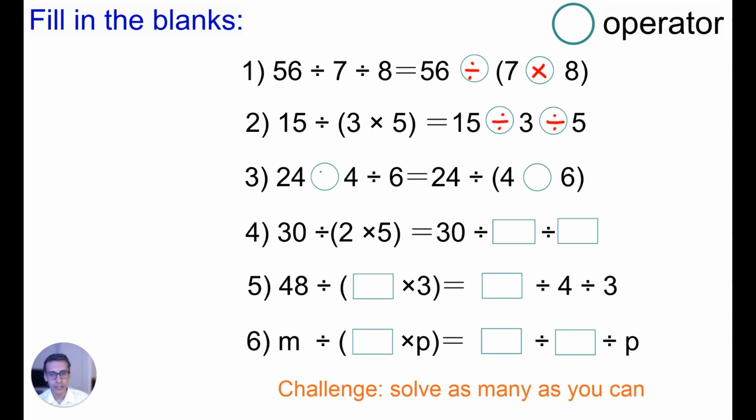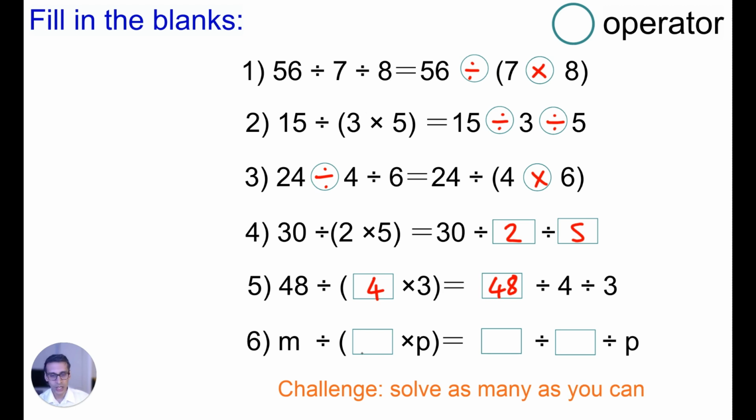For the next one, we're going to get 24 divided by 4 divided by 6 is the same as 24 divided by 4 times 6. 30 divided by 2 times 5 is the same as 30 divided by 2 divided by 5. 48 divided by blank times 3. So looking at the clue on the right, we know that this is going to have to be 4 times 3, and this is going to be 48 divided by 4 divided by 3. So it's been swapped around, the left hand side and the right hand side.